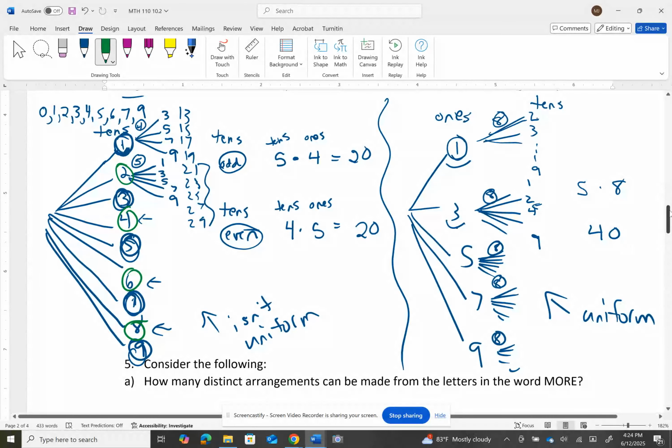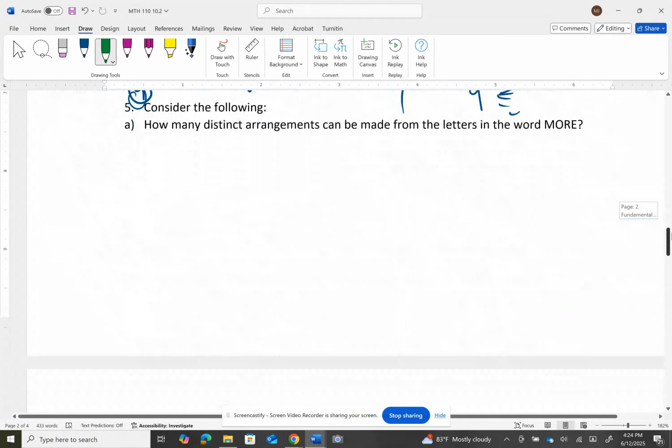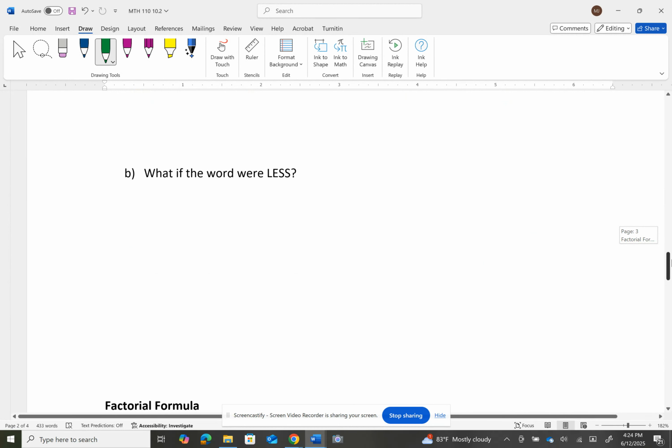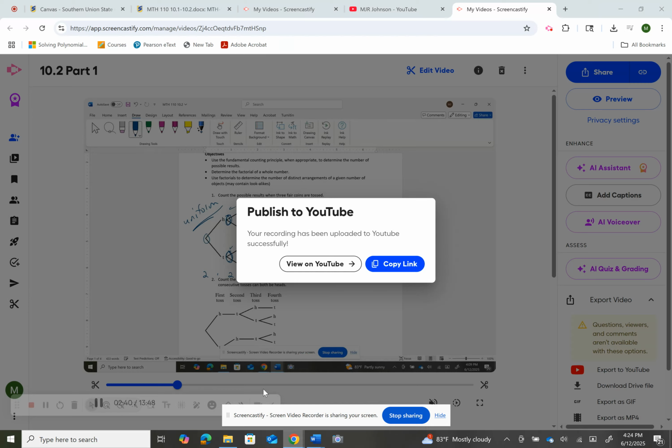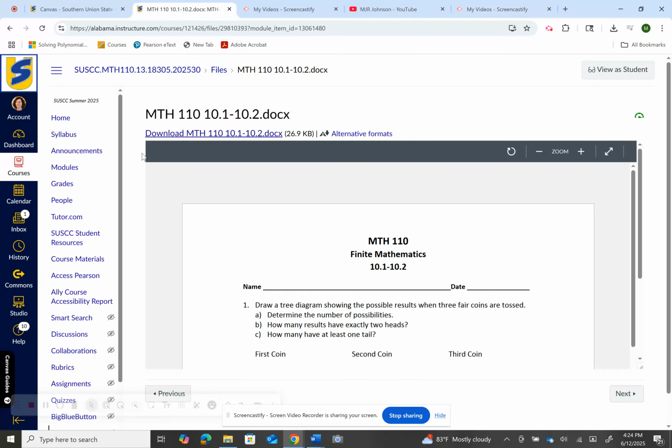All right, now we're going to look at a situation where we're trying to count up how many arrangements we can make from the letters in the word more. And we're going to compare that to how many different arrangements we can make from the letters in the word less.